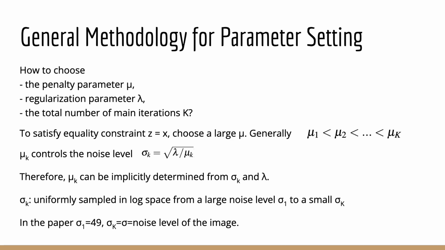And the general methodology for parameter setting in this paper can be summarized like this. So we have 3 hyperparameters, mu, lambda, and the total number of iterations K. So we want a large mu, and we generally use them in an increasing order. But we know that mu k controls the noise level from the previous analysis. So mu k can actually be determined from sigma k and lambda. So if we choose a fixed lambda, and if we use uniformly sampled noise levels sigma 1 to sigma capital K, then we can use them to determine mu k already. So in this paper they use sigma 1 equals 49 and sigma K equal to the noise level of the image.